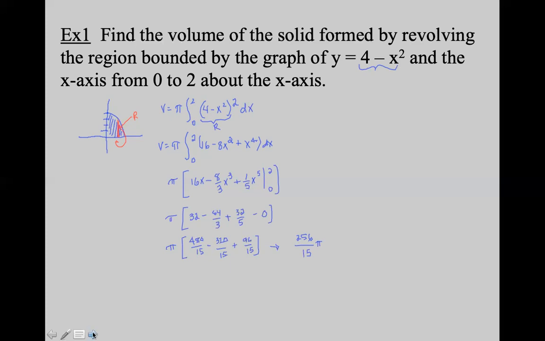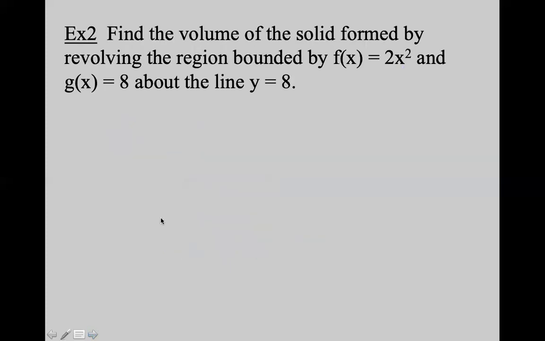Let's look at another one. So this time it says find the volume of the solid formed by revolving the region bounded by f of x equals 2x squared and g of x equals 8 about the line y equals 8. So this one is different because our axis of revolution is not the x-axis or the y-axis. It's a line somewhere else.